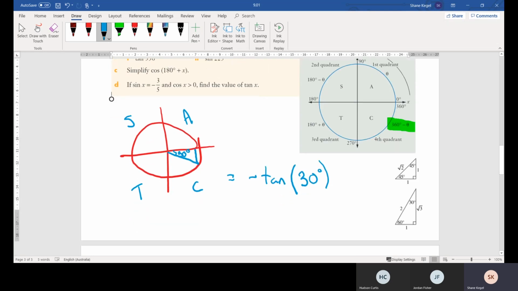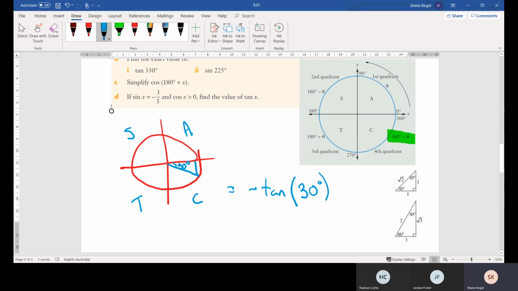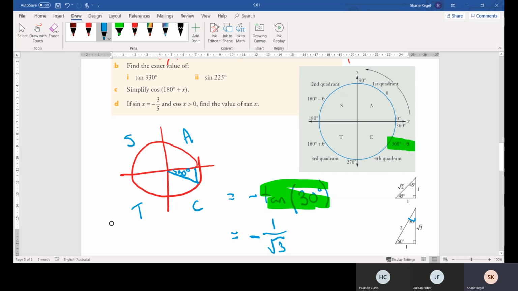Now that I know that, I need to find the exact value. So I go back to my key triangles, which are on your reference sheet, remember. Negative is going to remain negative, and then I need to find the exact value of tan 30. Looking at this angle here, tan is TOA, so 1 on root 3. So it is negative 1 over root 3, and that is the exact value of tan 330 degrees. Okay, so let's plug that in here, and then go on with the second question. So that would be negative 1 on root 3.